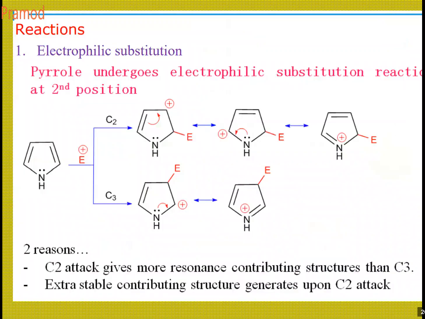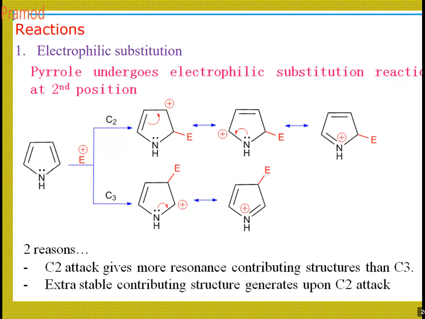Now let's go for the electrophilic substitution. When an electrophile attacks at C2 or C3, let us see what happens. When there is an attack on the C2 carbon, there are three possible resonance structures. When it attacks the C3 carbon, there are only two resonating structures.